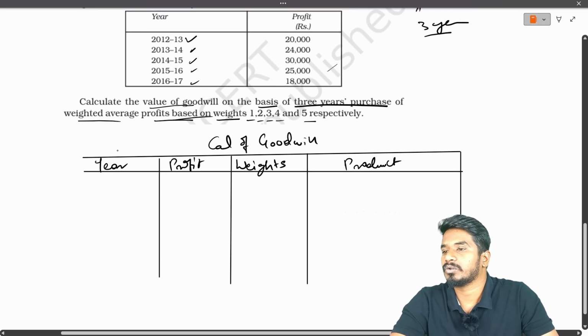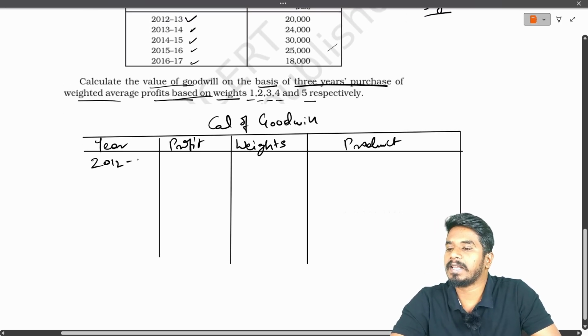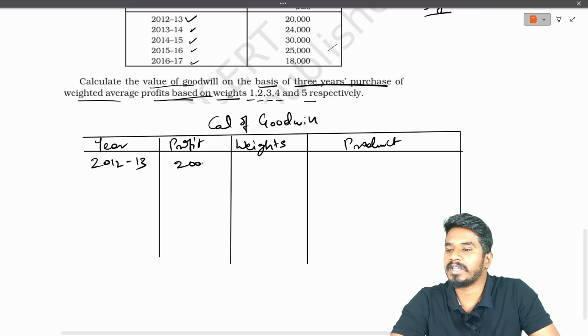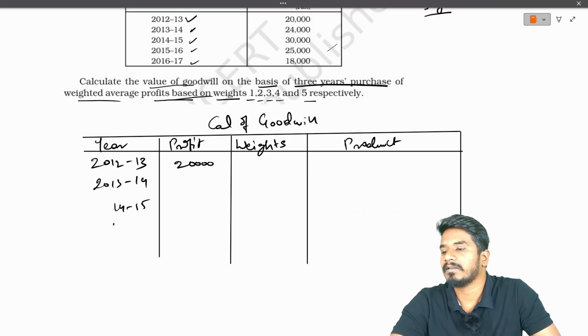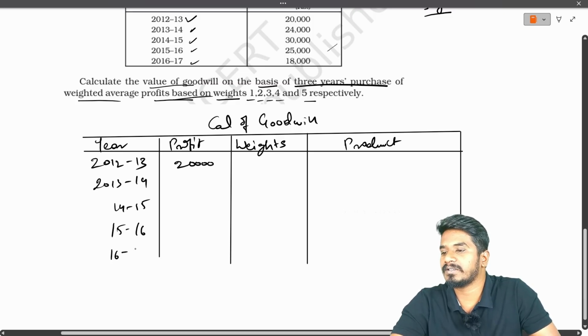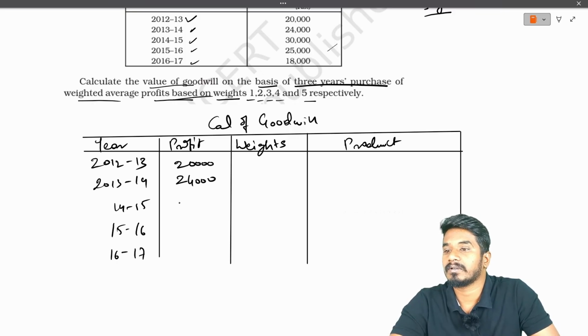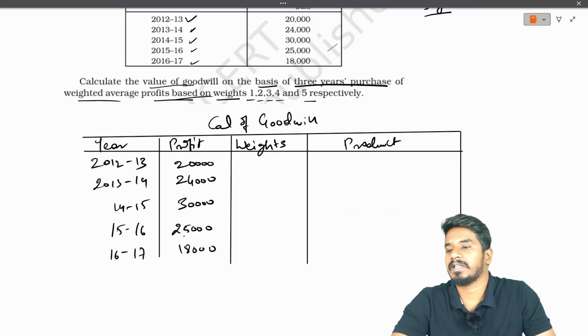Here is 2012-13, profit was 20,000. Whatever is there, you just copy. Then 2013 to 14, 14 to 15, 15 to 16, 16 to 17. These are the years given. And the profits are 24,000, 30,000, and again 25,000 and 18,000. These are the profits given in the question. The weights are also given: 1, 2, 3, 4, 5.